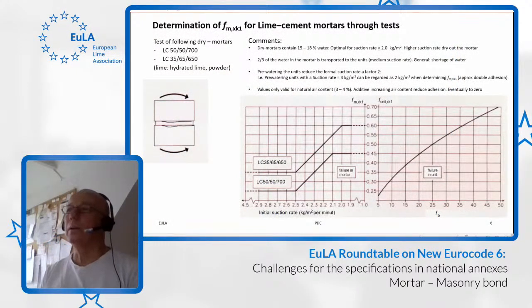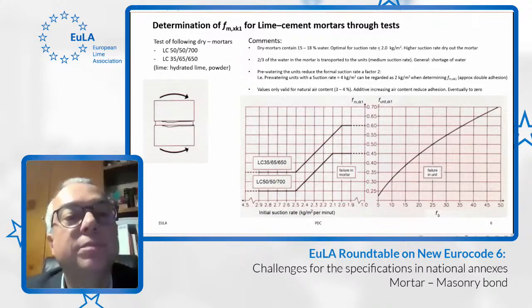Yeah, we made tests with units that were only clay units. So the initial suction rate is for the normal clay units that we use here in Denmark. And the mortar is a composed lime cement mortar. For example, 50 kilos lime, 50 kilos cement, and 700 kilos sand.